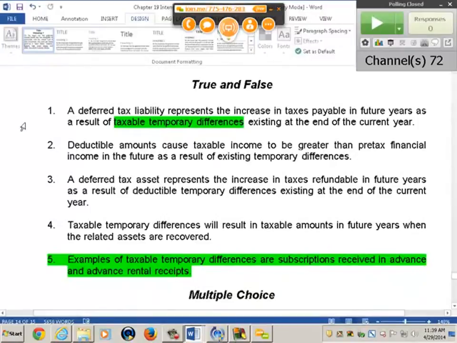Okay. Now, some of these questions, that's what they're really asking here. So, I'm going to ask you one question, but I'm just going to show you some of these. So if you look at number one, it says a deferred liability represents an increase in taxes payable in future years as a result of taxable temporary differences existing at the end of the year. Those are future taxable amounts. Well, I basically just told you that. That's the definition of a deferred liability, and that is true. These are all definitions.